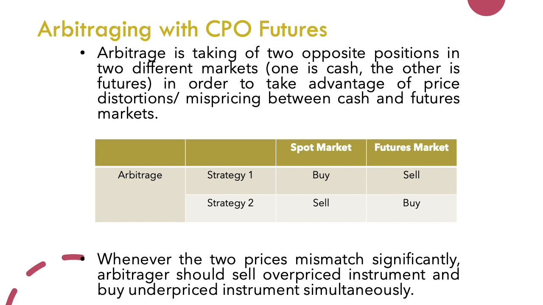Arbitrage is taking two opposite positions in two different markets, one in cash, the other in futures, in order to take advantage of price distortion or mispricing between the cash and futures market. So if you look at this table, you can have two types of arbitrage strategy.